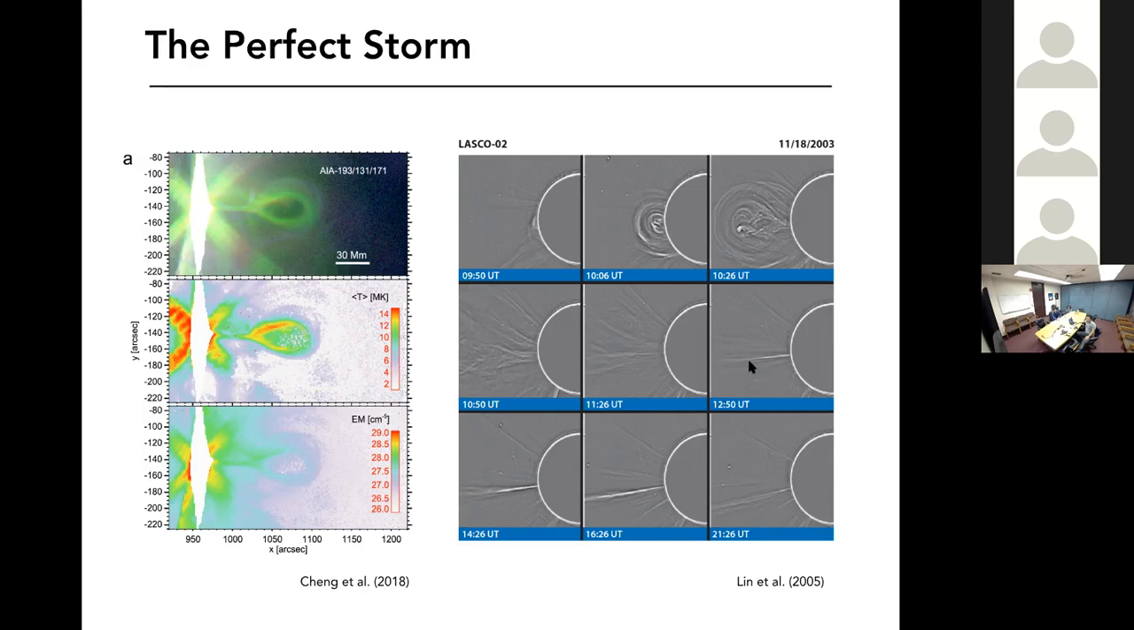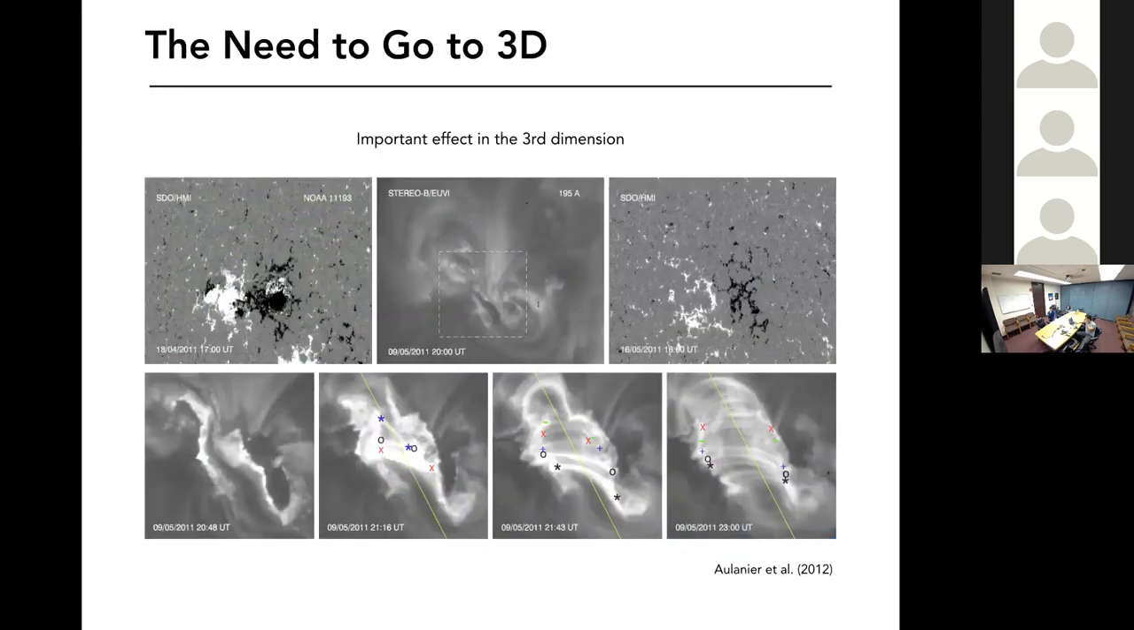But okay, we know the sun is 3D, okay? So we know that the flux rope is not a perfect cylinder. So eventually we need to go to 3D. So what is actually different in 3D? I'll talk about it in the next lecture, but here's just a brief taste.